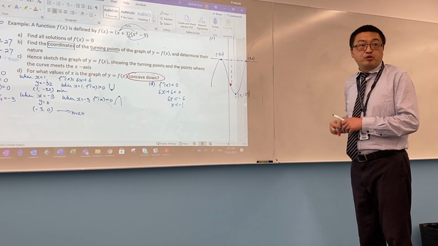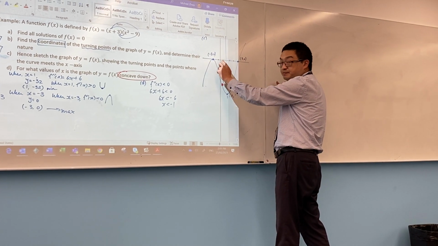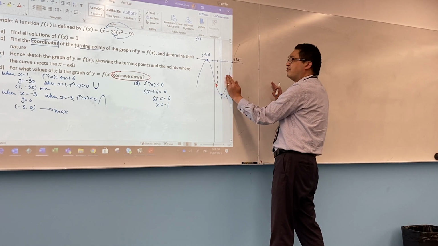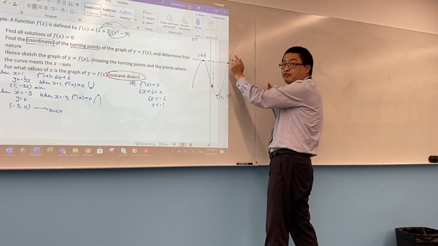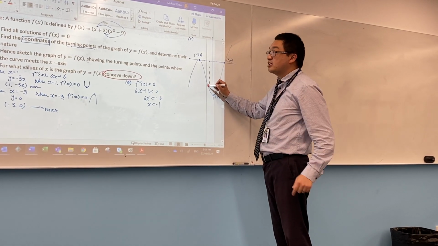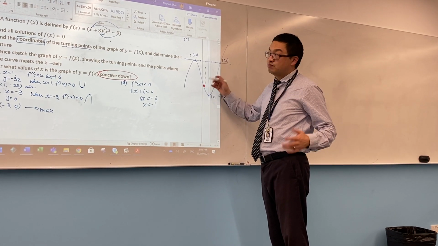So just double check with your graph. When x is smaller than -1, the graph is concave down. After passing x equals -1, the graph is concave up. Therefore, there is a change in concavity. Yeah? That's it.